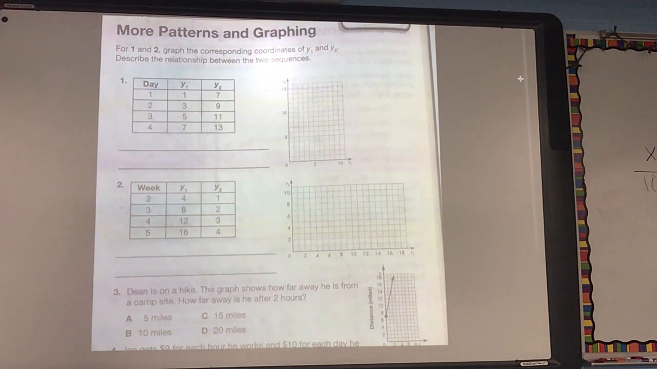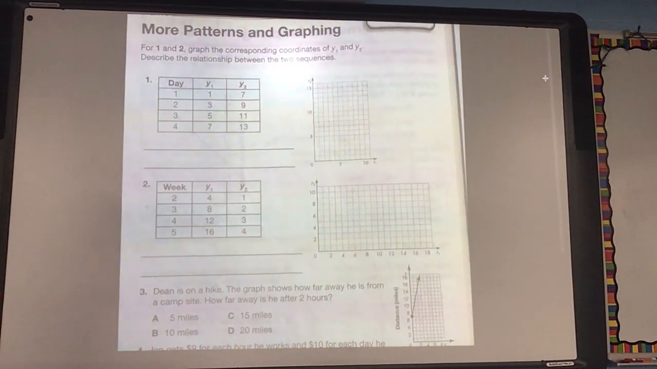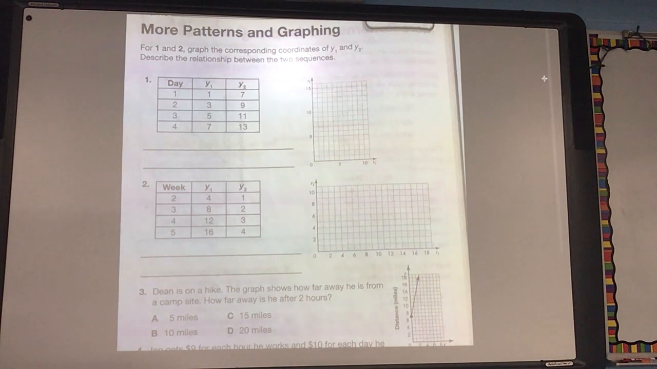All right, read me the directions there, Mimi. For 1 and 2, graph the corresponding coordinates of y1 and y2. Good. So you're going to be graphing. You first are going to be looking over here at our table. Okay? You're going to tell me about the relationship between the two sequences. So you have to tell me about y1 and y2.